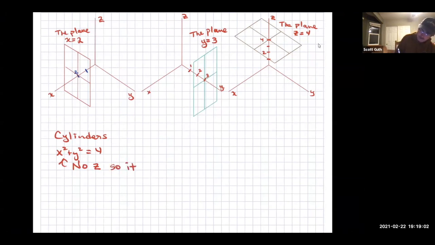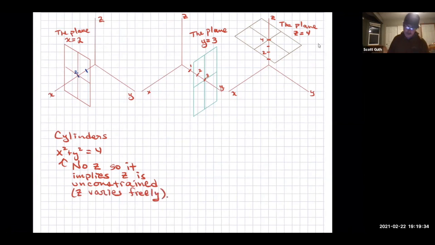It implies that z is unconstrained. Equations are essentially constraints on variables, but if a variable is not constrained, then it gets to be everything. So that means that z varies freely. Okay, but x and y don't. Okay, so it just becomes this thing where I don't need to fill that in.